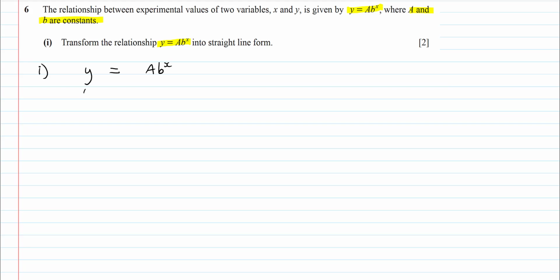Okay, so taking the natural log of both sides then, we're going to get ln y is equal to ln of a times b to the power of x. So we're just going to use the product rule for the laws of logarithms. So then we're going to get ln a plus ln b to the power of x. And now for that ln b to the power of x, we're just going to use the power rule. So we're going to bring that x down in front. So that means we're going to get ln a plus x ln b.